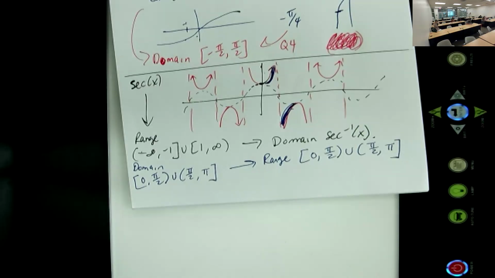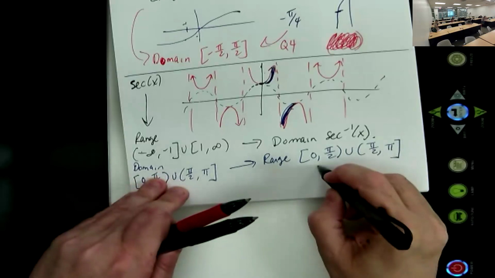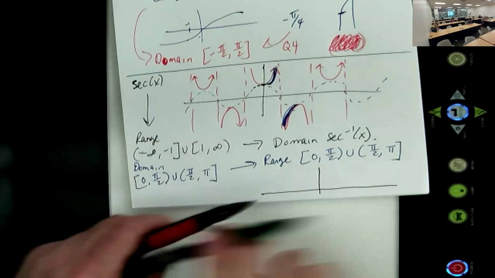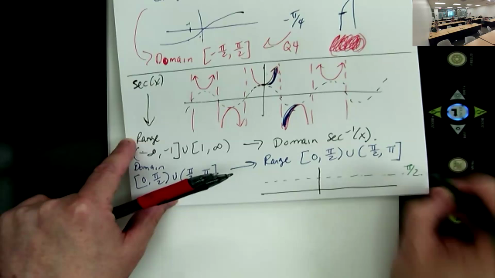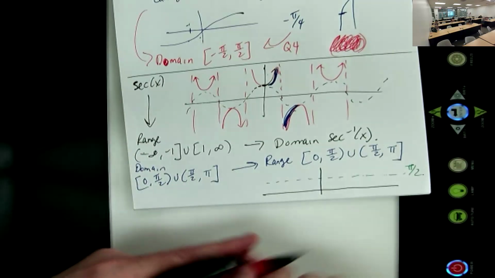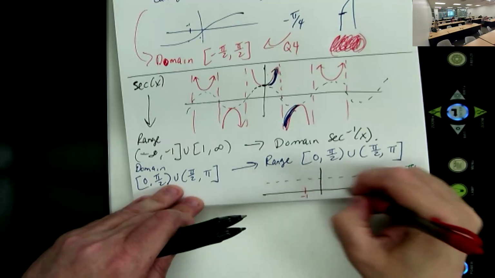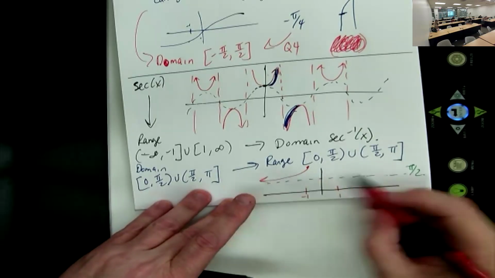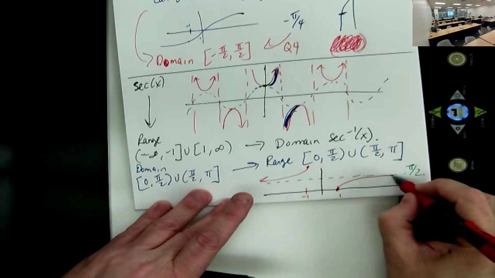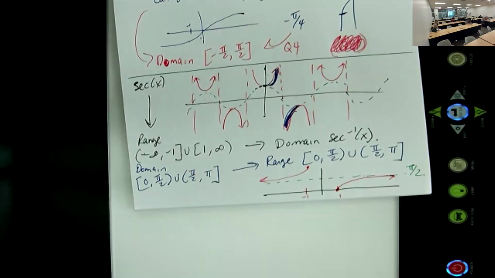And this graph looks super weird. We have an asymptote at pi over 2. And it does something like this. Really weird. Just so you've seen it.